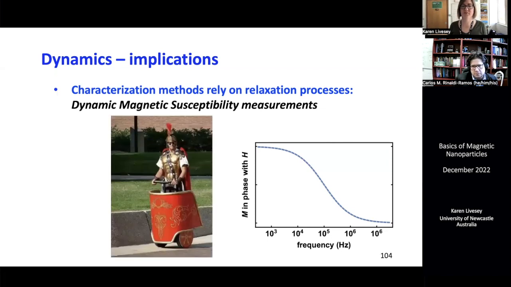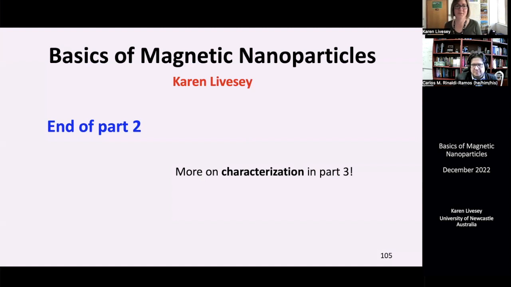And as I said, this is really a segue to next time, where we are just going to be talking about characterization measurements exclusively. So I'll leave it there.